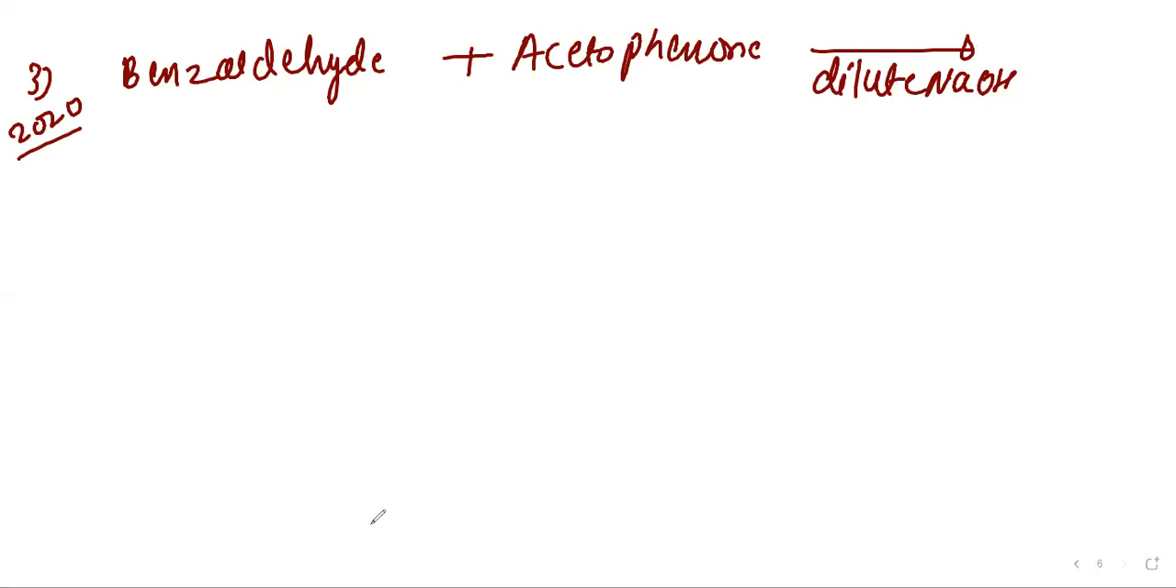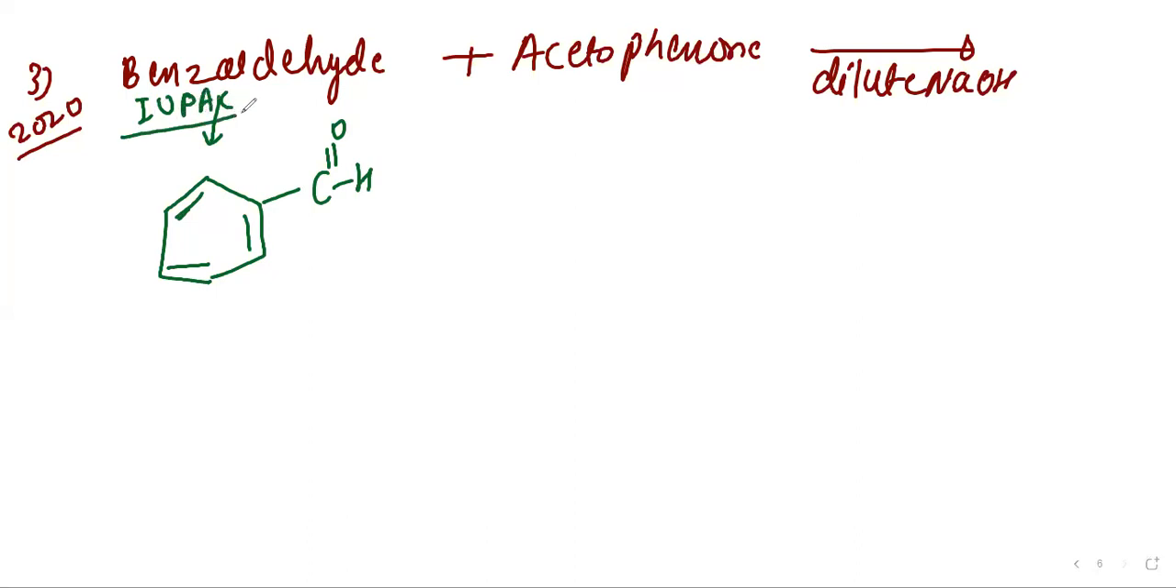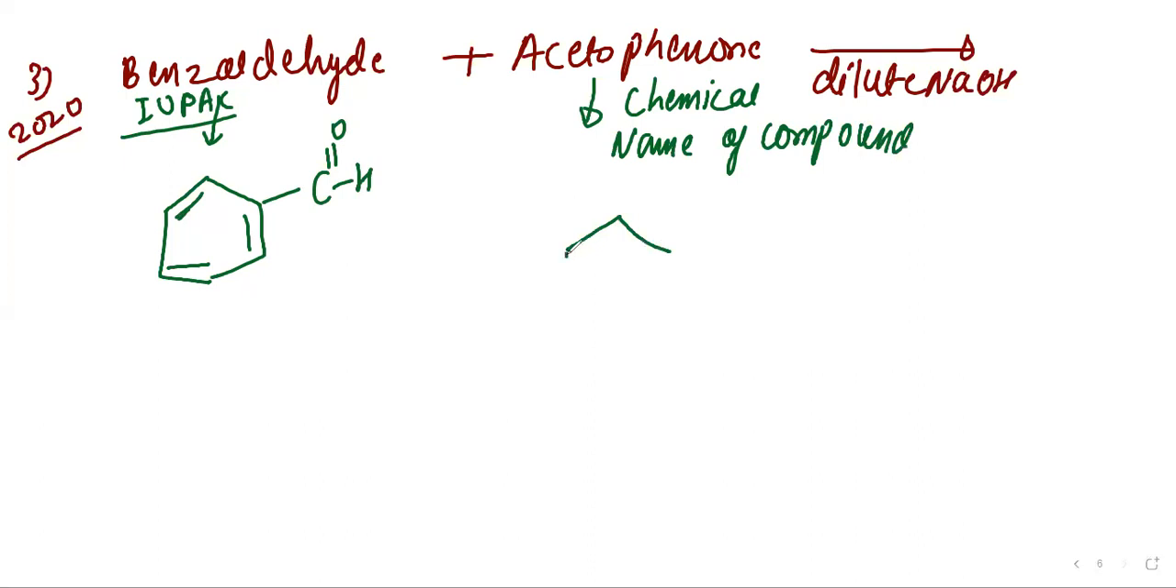Suppose I write the structure for this benzyl aldehyde. It will look like this. This is alternate pi bond, C double bond OH. This is your chemical name, that is called IUPAC, International Union of Pure and Applied Chemistry. So this is the structure for that, and acetophenone will look like this. This is again the chemical name of the compound. Acetophenone: C double bond O, CH3.